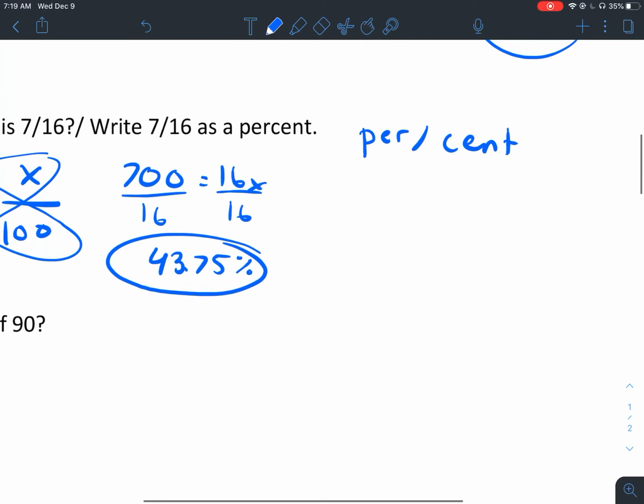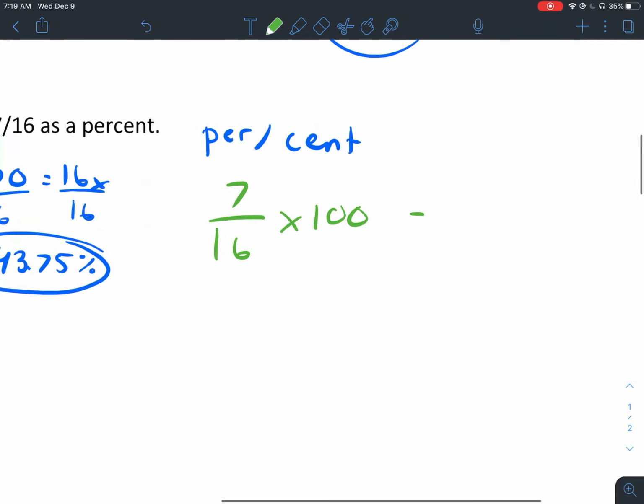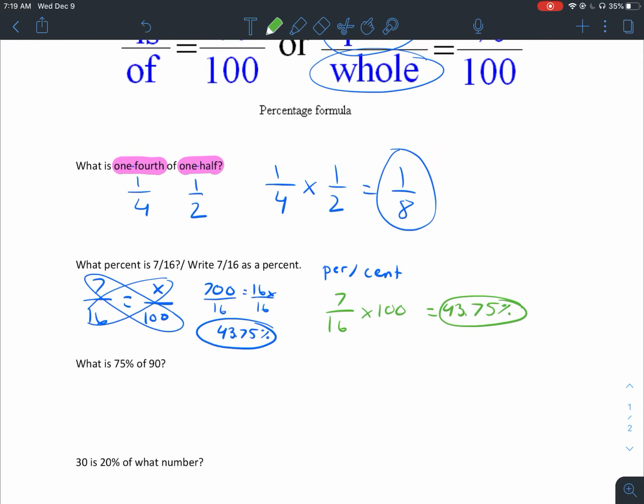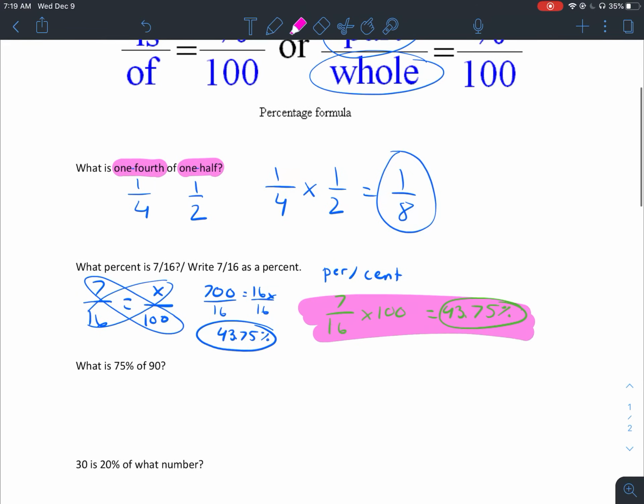Another way you could do this when you're given just a fraction is to take the fraction, which is 7/16, and multiply that by 100. This is just a different method, so you should get the same answer. You would do 7 divided by 16, then times 100, and you get the same answer of 43.75%. So that's two ways to calculate a percent from a fraction. I tend to find that this way is easier, but use whichever method you prefer.